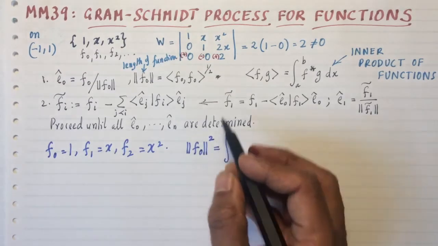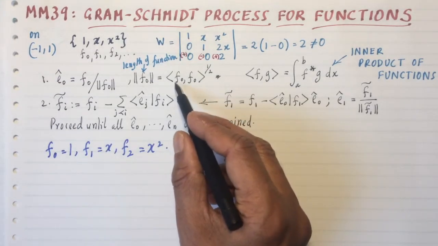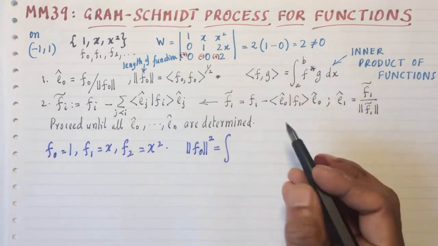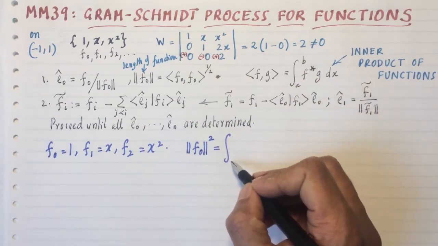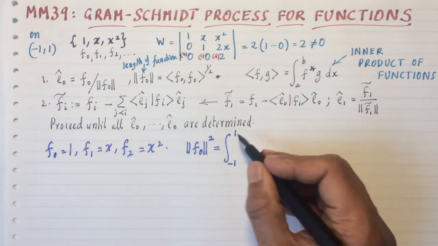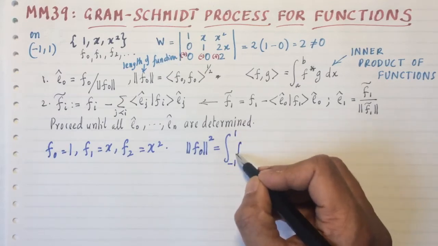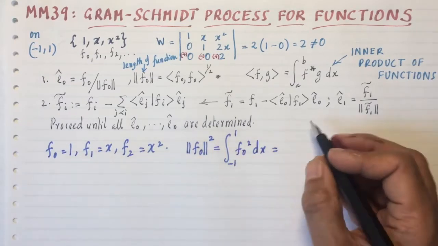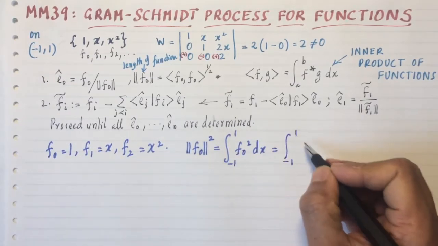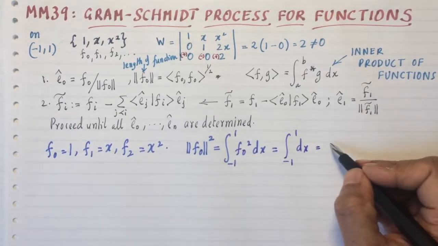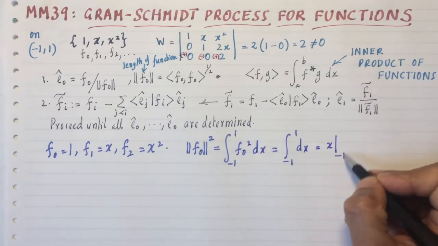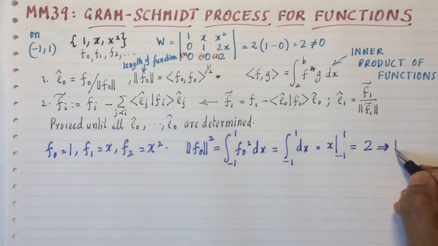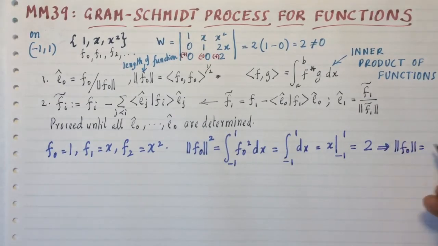So the length squared, remember the length is the inner product of f0 with itself to the power half. So the length squared is the integral from -1 to 1 of f0 squared dx. Well, f0 squared is just 1 squared, so that's just dx, which is just x between the limits -1 and 1, and that's 2. So this tells me actually that the length of the function f0 is √2.